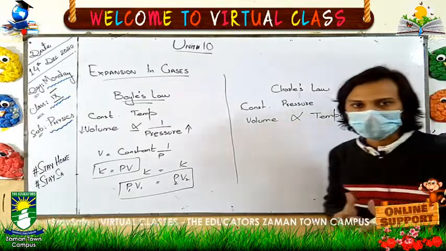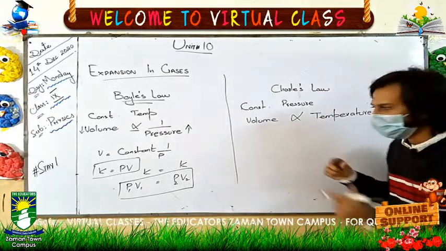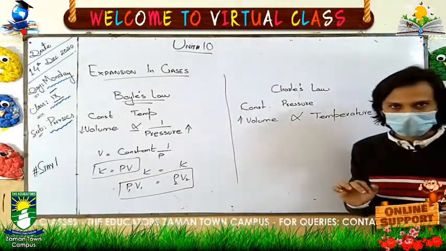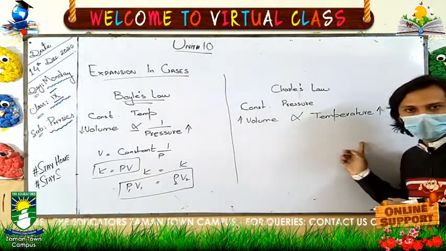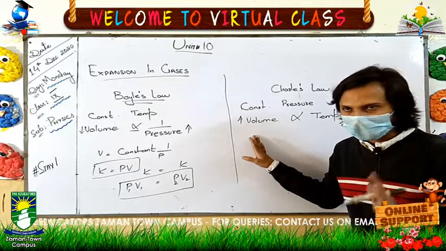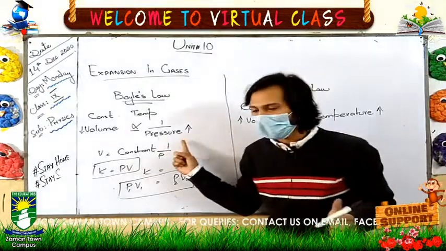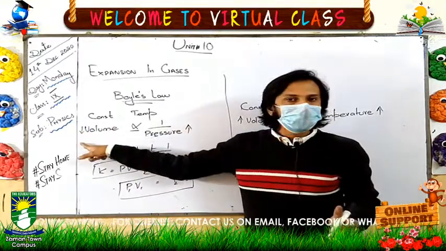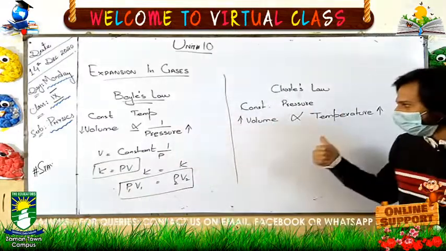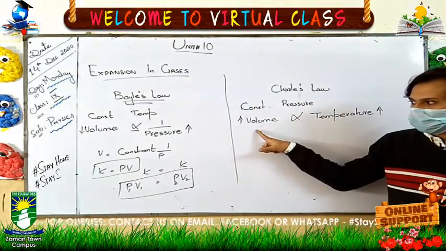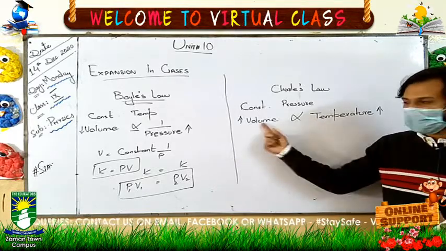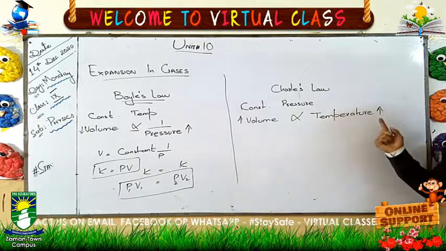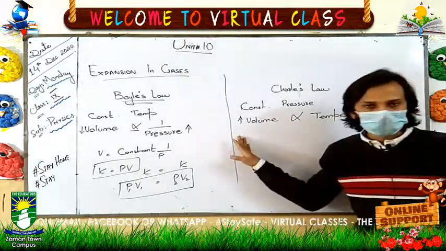And what is meant by directly proportional? It means if we increase the volume, temperature will automatically increase. If I increase the temperature, volume automatically increases. Getting? So here pressure was in inverse relation with the volume. If I increase the pressure, volume will automatically decrease. Okay, and here what is the relation between them? If I increase the volume, temperature will automatically increase. So in other words I can say, if I increase the temperature, volume will automatically increase.